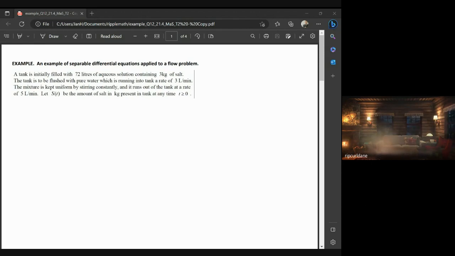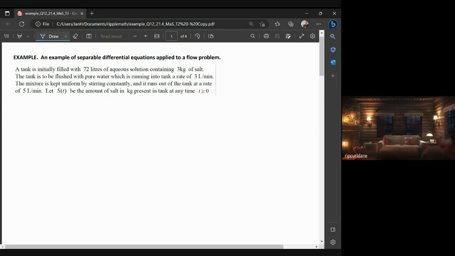The key to this is firstly a good diagram, and then we're going to talk about rate in and rate out. Now, can you read that? Right. So initially, let's draw a little picture. A picture's worth 1,000 words. Here's our tank. A tank is initially filled with 72 liters of water.